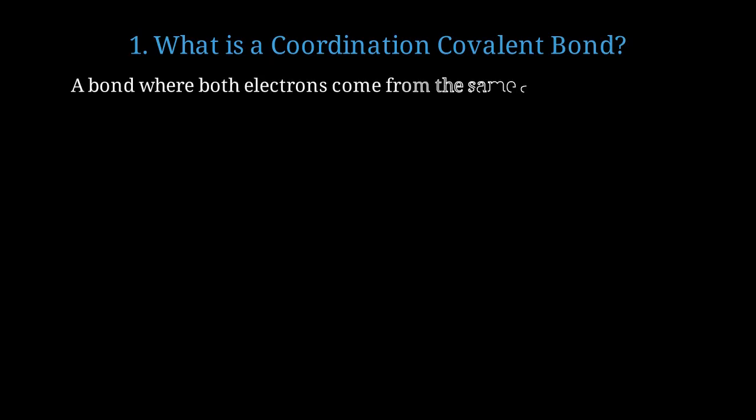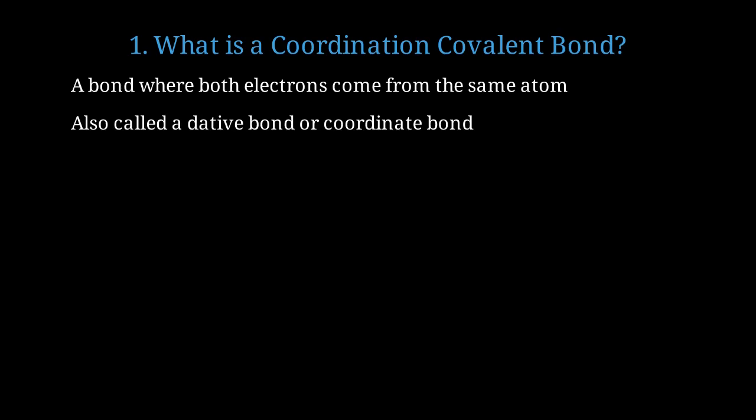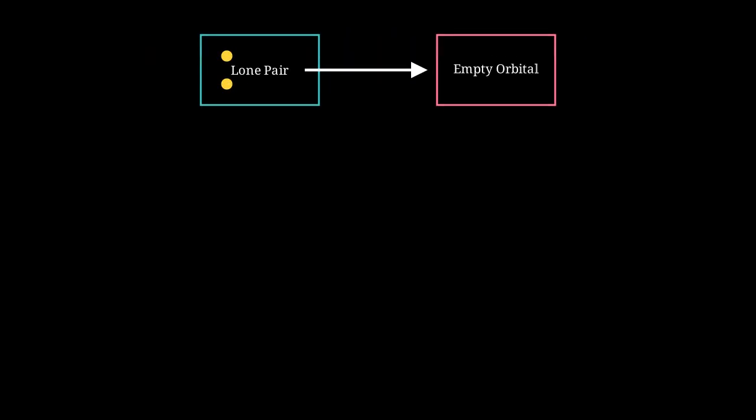In a coordination covalent bond, both shared electrons originate from a single atom, unlike normal covalent bonds where each atom contributes one electron. These bonds are also known as dative bonds or coordinate bonds in chemistry. The atom providing electrons is called the donor or Lewis base, while the atom receiving them is the acceptor or Lewis acid. The donor atom must have a lone pair of electrons, while the acceptor must have an empty orbital to receive them. Let's compare coordination bonds with regular covalent bonds.